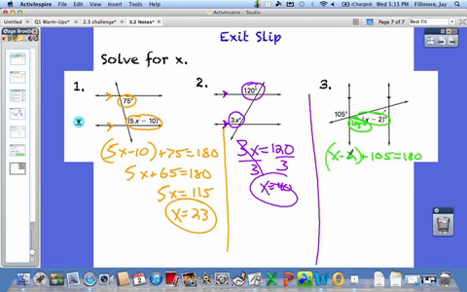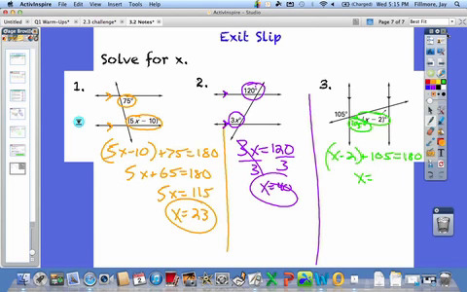Combining like terms, negative 2 plus 105 is 103. So that should be plus 103. Equals 180, and subtracting 103 from both sides, x is 77.